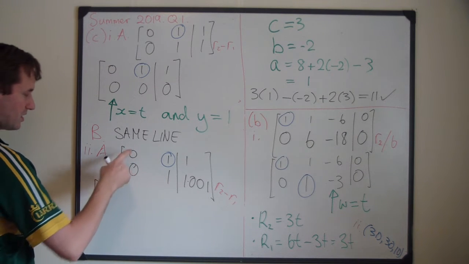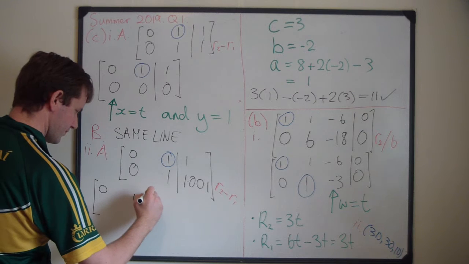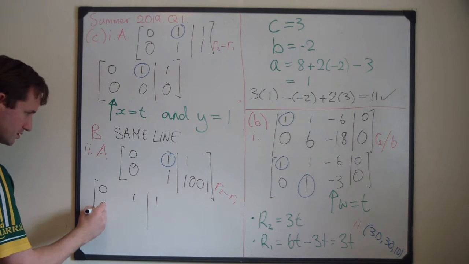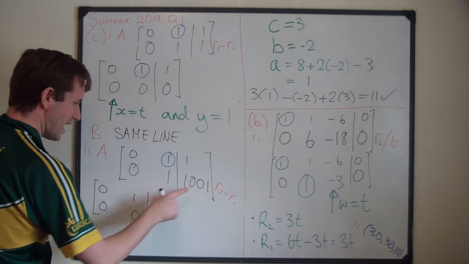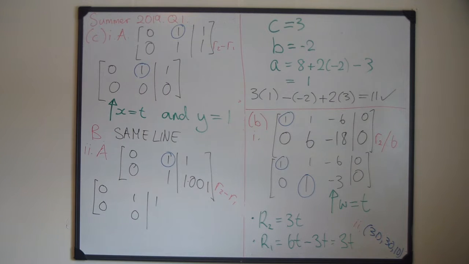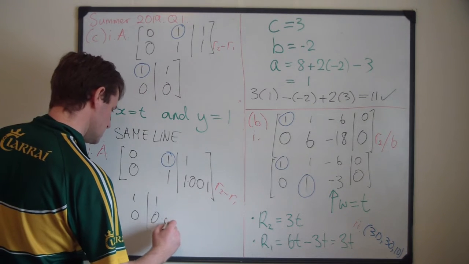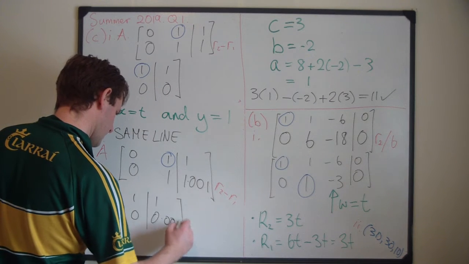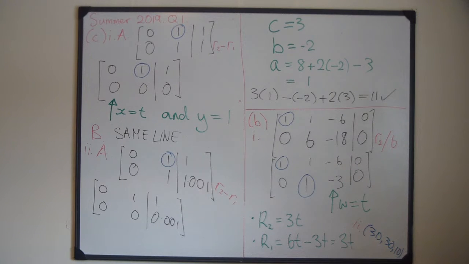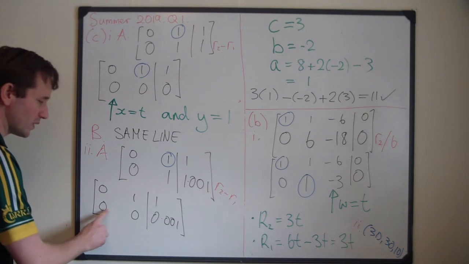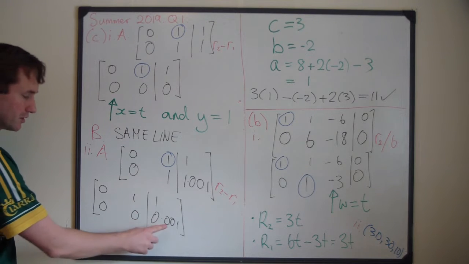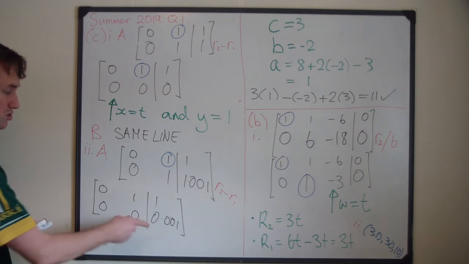0 minus 0 is 0, 1 minus 1 is 0, and 1.001 minus 1 is 0.001. And the question here is, okay, find the solution. Well, this says 0x plus 0y, which should equal 0, equals something non-zero. This has no solutions.